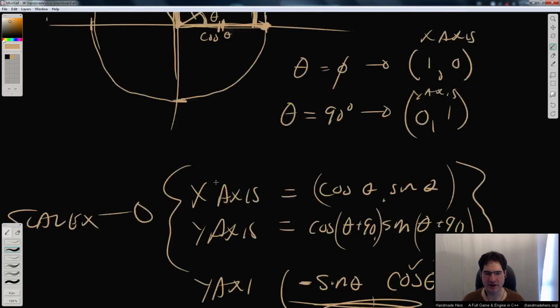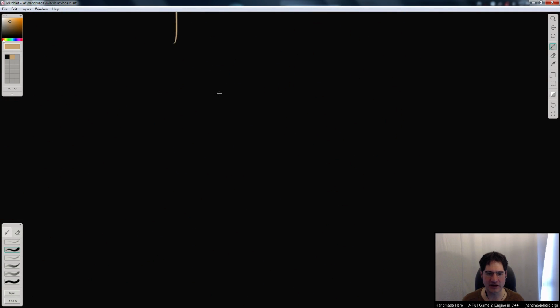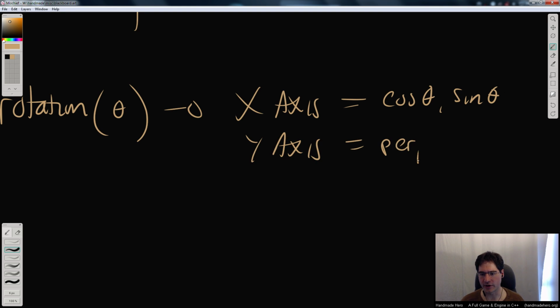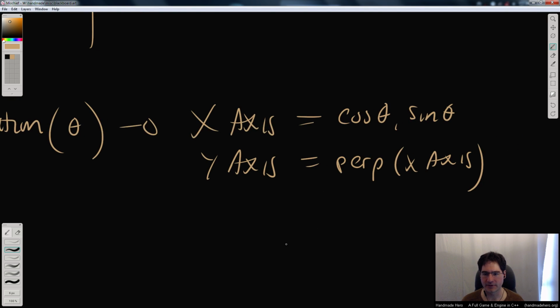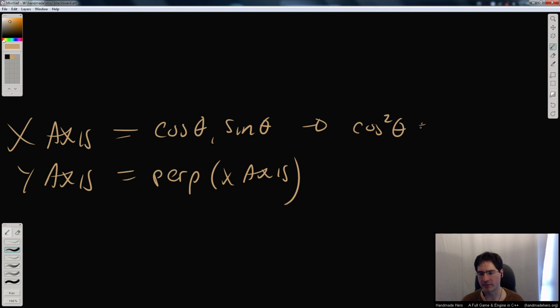And so that's what we actually did there, but you could see how we constructed it, and you can also see how it works with the sines and cosines. So all we have to do when we want to create a rotated basis of theta is very straightforward. Our x-axis becomes cosine theta, sine theta, and our y-axis is just the perp of the x-axis. That's it. We already know this is length 1 because cosine squared theta plus sine squared theta, square rooted, equals 1. So we know that that's true.